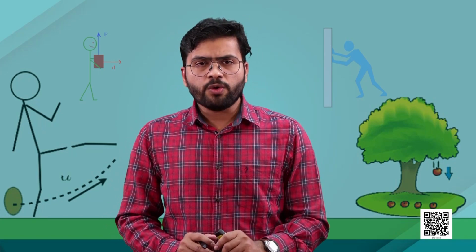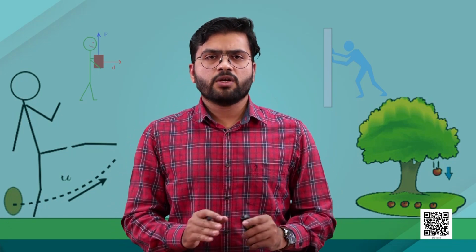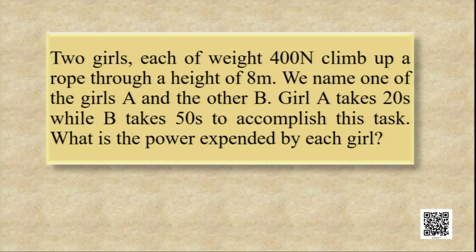So dear students, I hope you have understood how to define rate of work or how to express the power. In order to understand it with more clarity, let's take up some numericals related to it. So here is one question. Two girls, each of weight 400 Newton, climb up a rope through a height of 8 meter. We name one of the girls as A and the other girl as B. The girl A takes 20 seconds while B takes 50 seconds to accomplish this task. What is the power expended by each girl?